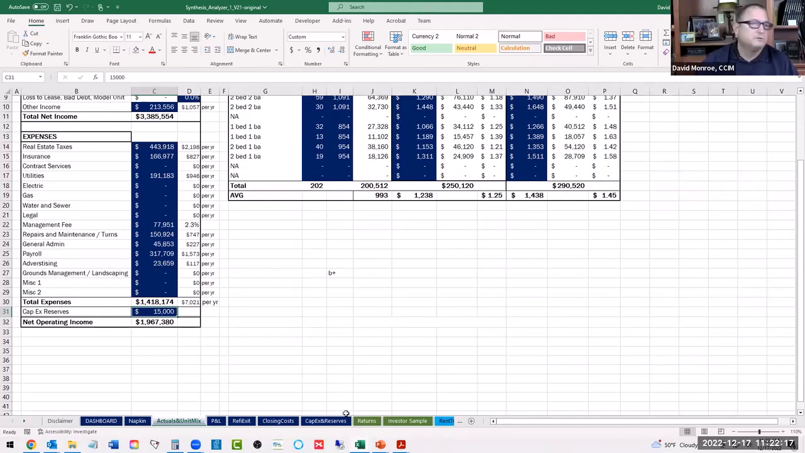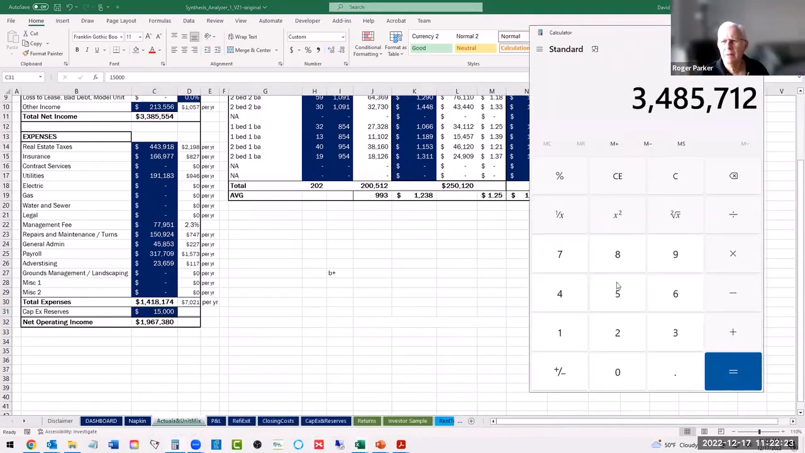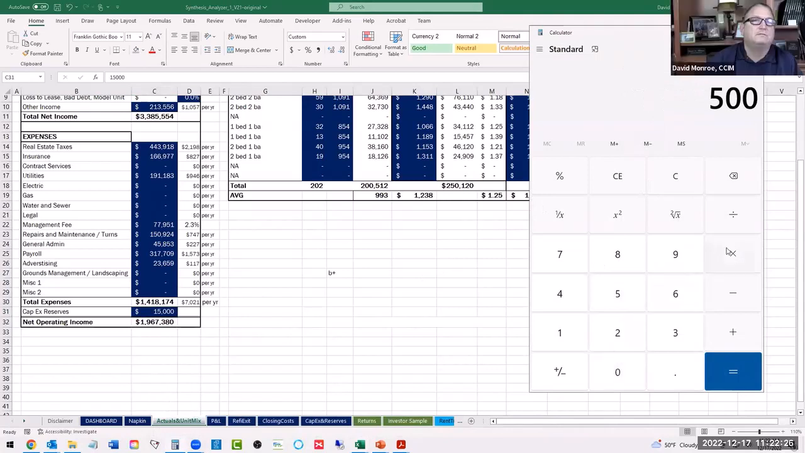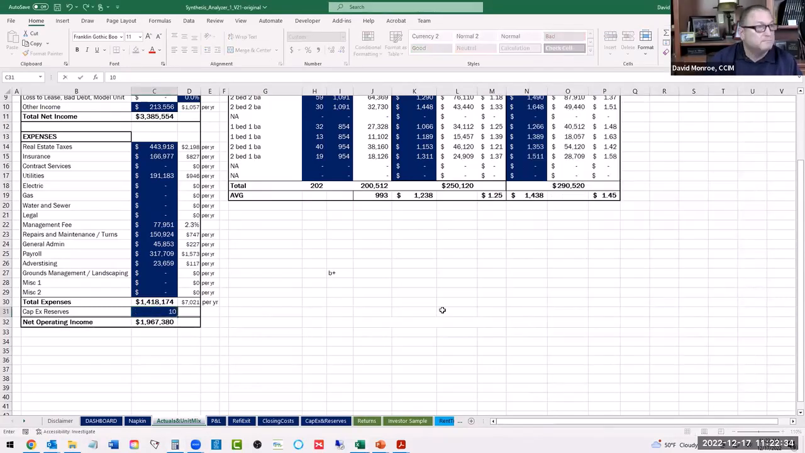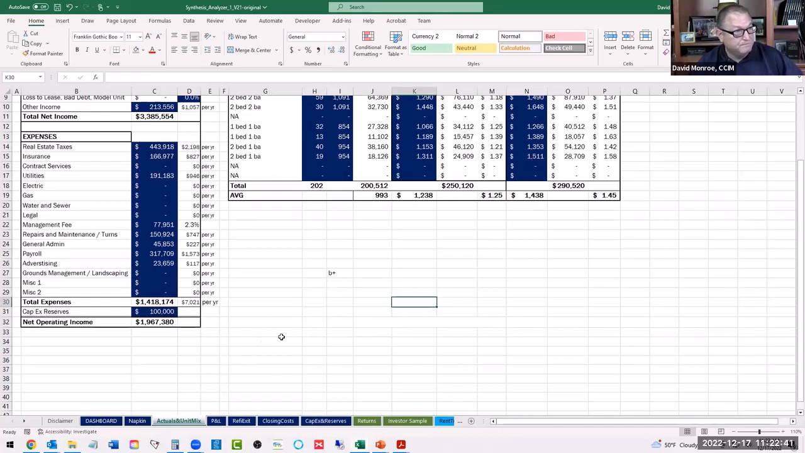All right, well, I think it's low, but it is a new property. Yeah. 500 times 202 equals 101,000. Okay, it's better than 15,000. So let's put 100,000. I think the lender would make you increase that, but we'll put it there anyway for now. So we all good? You guys agree with everything?